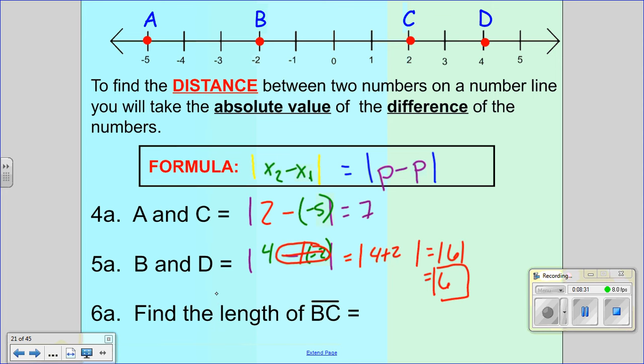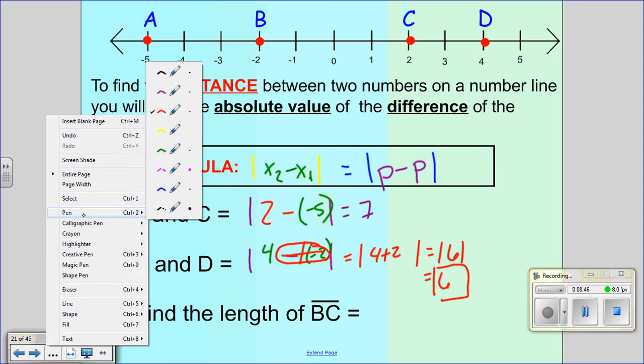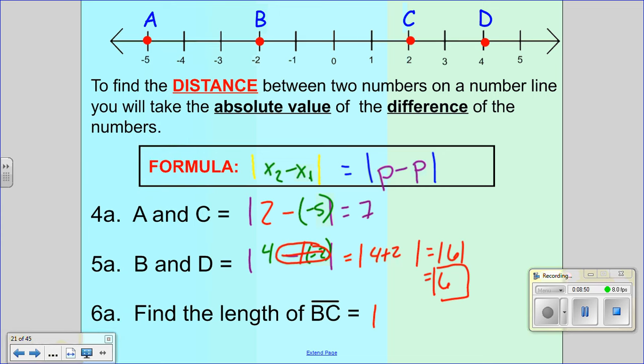6A says find the length of segment BC. It's essentially asking what is the distance from B to C. That's all it's saying. So if it says find the length, it's still saying find the distance like we did in the first few. So again, first things first, draw your absolute value sign and your minus sign.